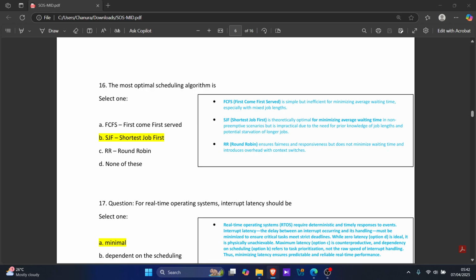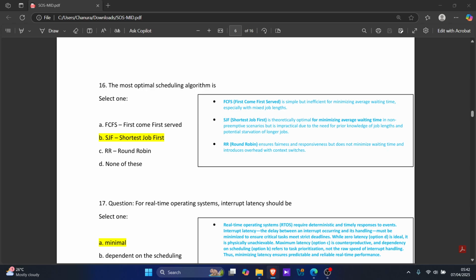But the question doesn't specify preemptive or non-preemptive. In the absence of such specification, the default might be non-preemptive, making SJF the answer. However, the way the question is phrased, the most optimal scheduling algorithm, without any qualifiers, might be trying to trick you into thinking that there's no single optimal algorithm because it depends on the situation. Therefore, the answer is D, none of these. But I need to reconcile this with standard teaching.